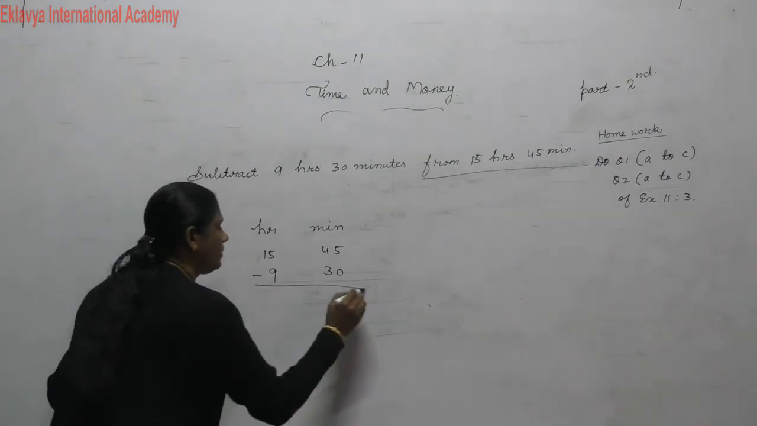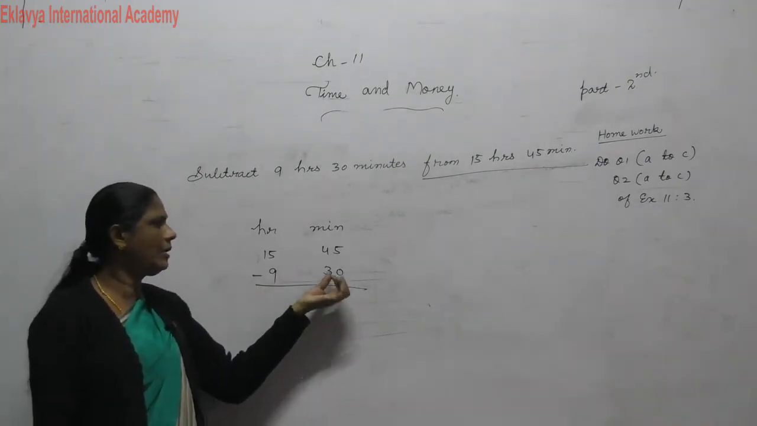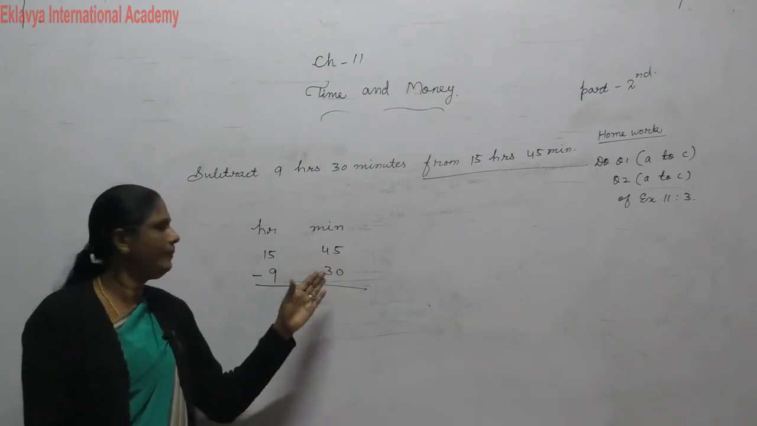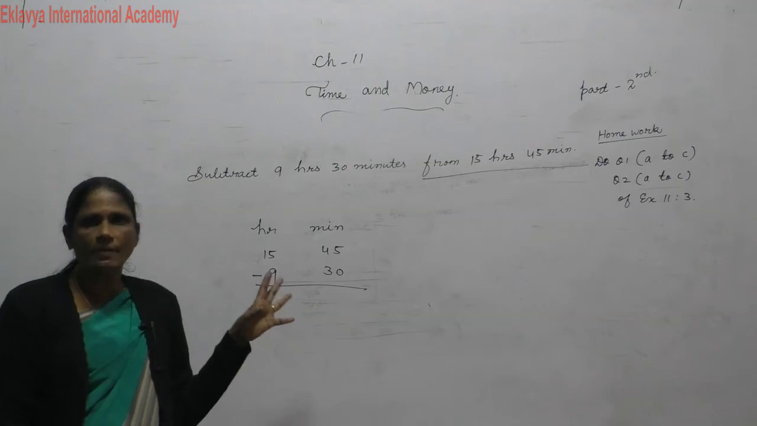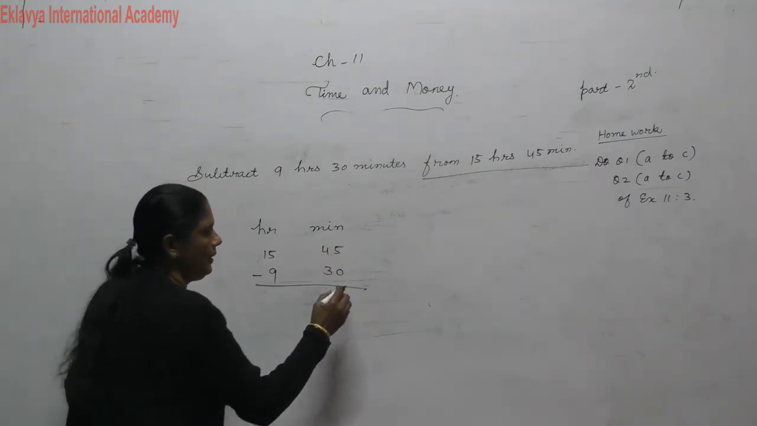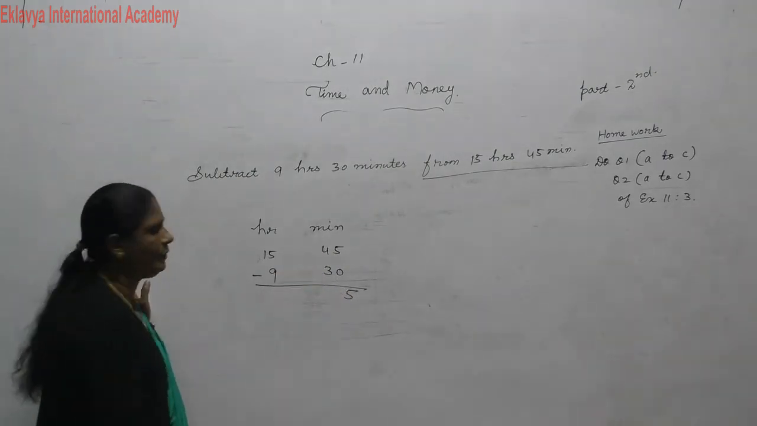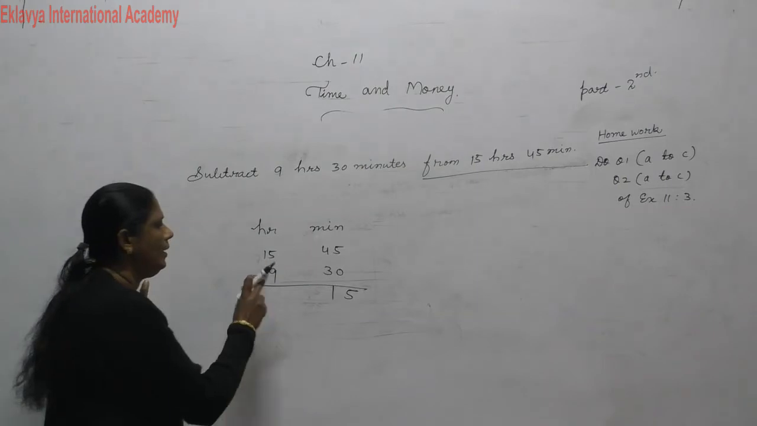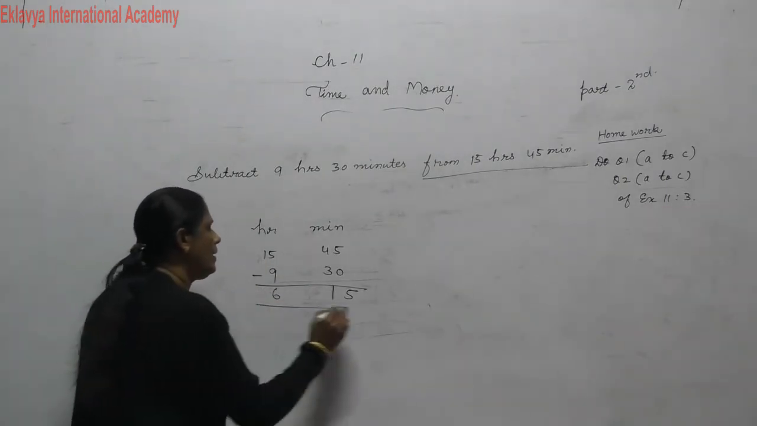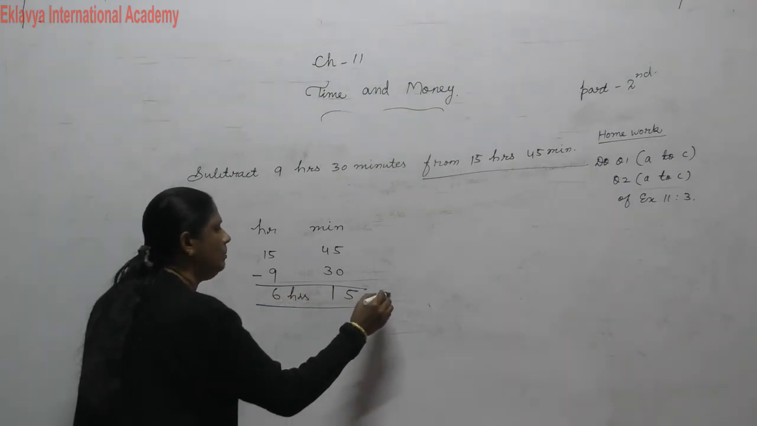Then subtract. First you look here: 30 take away from 45. This is possible. Okay. Then first you subtract this number: 0 take away from 5, 5. Then 3 take away from 4, 1. Then 9 take away from 15, 6. Our answer is 6 hours 15 minutes.